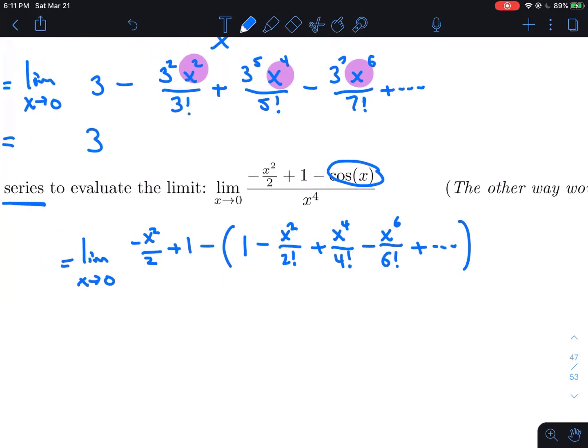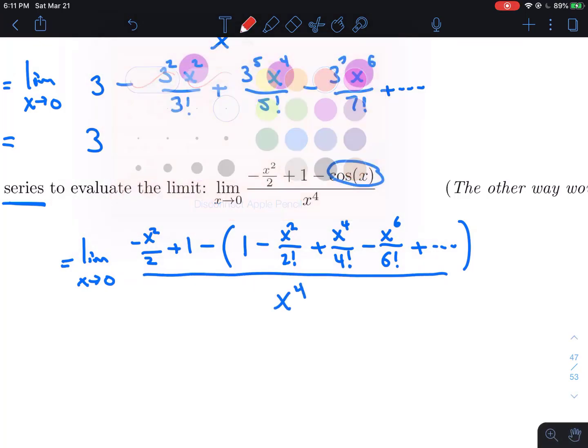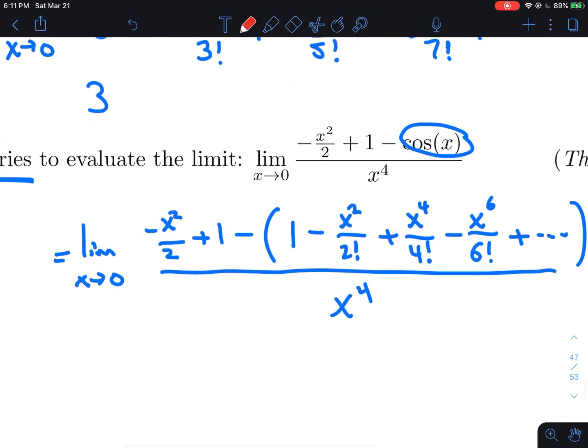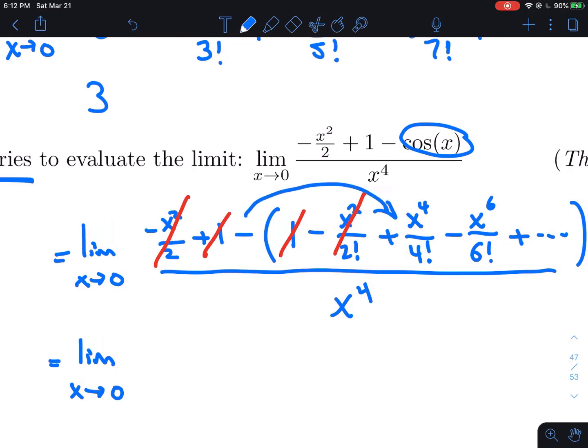We're going to take that, and then we're going to divide it by x to the 4th. So notice we can already see there's going to be some canceling that happens, right? We have a 1 minus a 1. We have a negative x squared over 2, and we're subtracting a negative x squared over 2, aka we're adding x squared over 2. 2 factorial, remember, is the same thing as 2. So we can go ahead, cancel a bit, and we're going to be left with the limit as x goes to 0. That's a horrible 0. There we go. And again, I still need to distribute this negative sign to each piece.